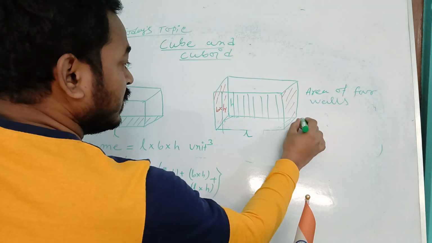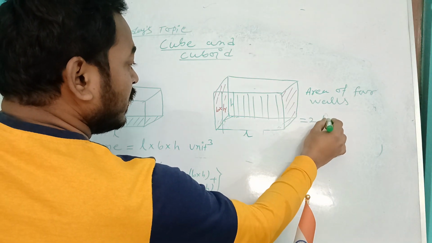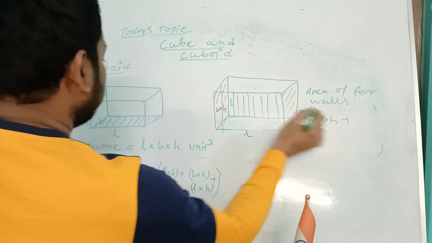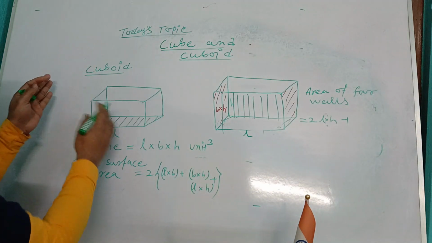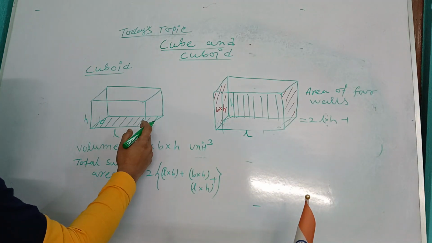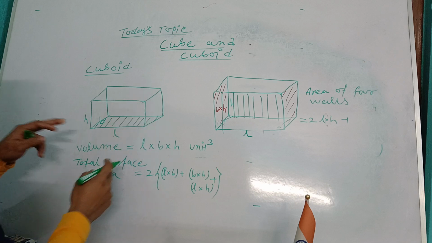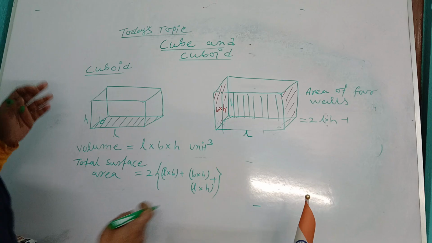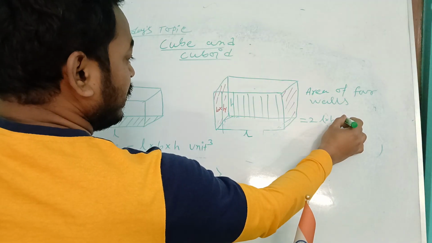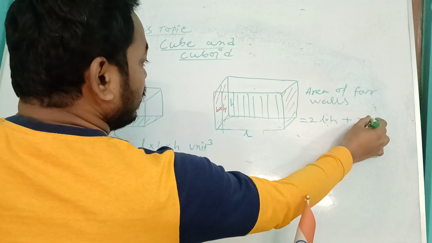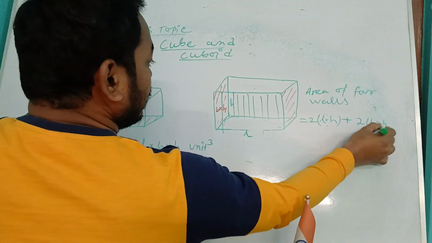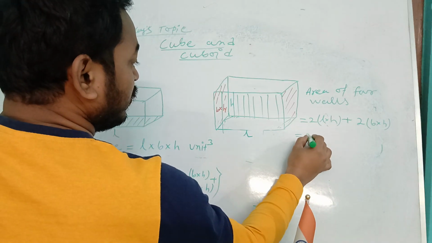So we can write 2LH, or 2 into LH, plus, so 1, 2 and this side. It is breadth and it is height. So length into height and then breadth into height. Length into height and 2 breadth into height. This one. Now take 2 common.